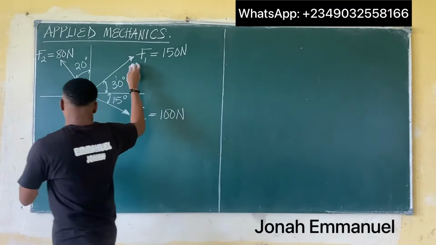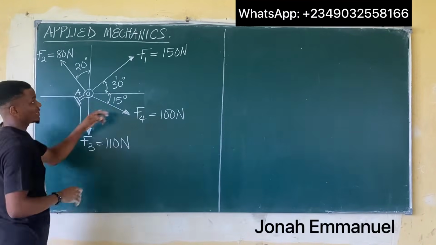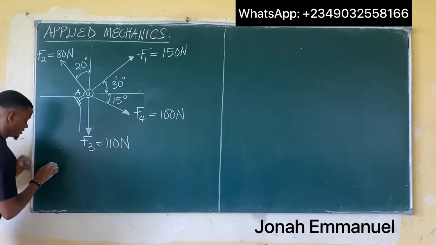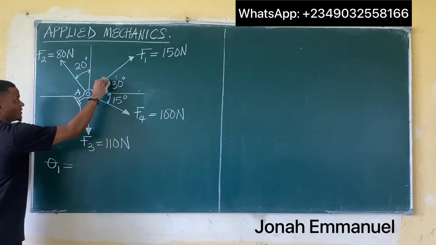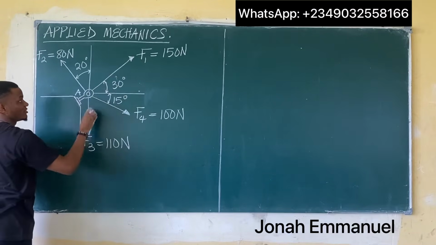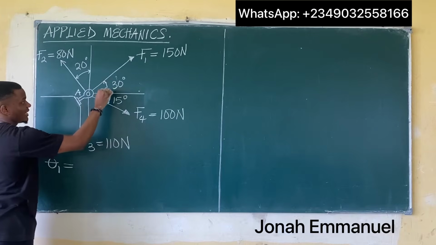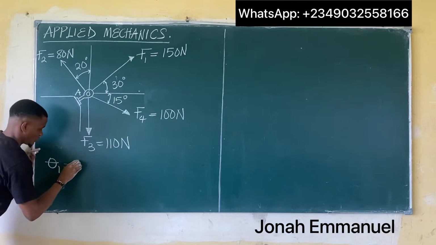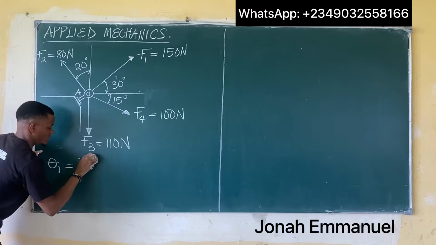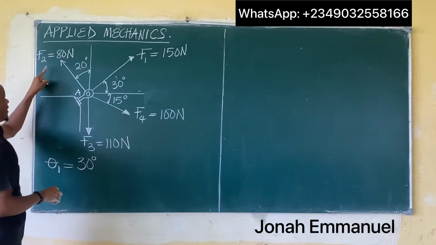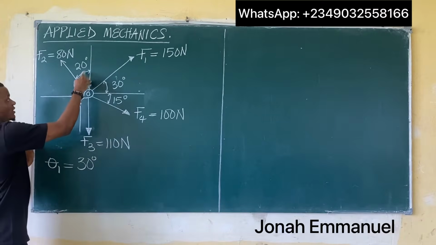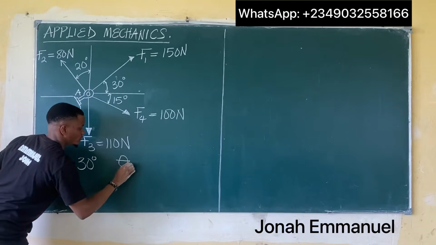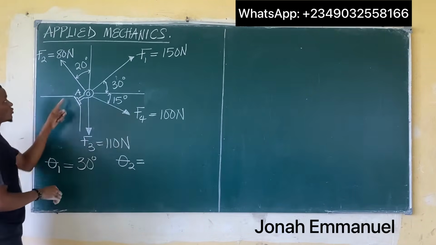Let's start with F1. F1, we said, is 150. Let's get theta 1. Theta 1 is equal to 30 degrees, so F1 is inclined at 30 degrees to the horizontal. F2, as you can see here, is 80 Newton. The angle theta 2 is equal to 20 degrees.